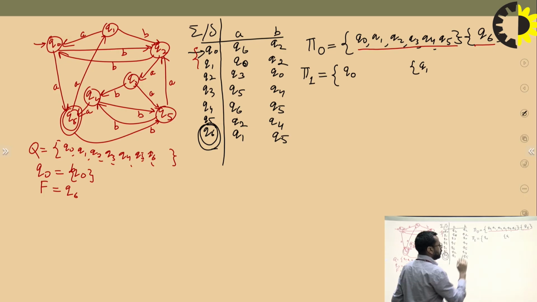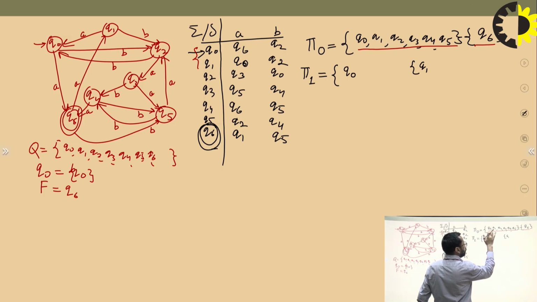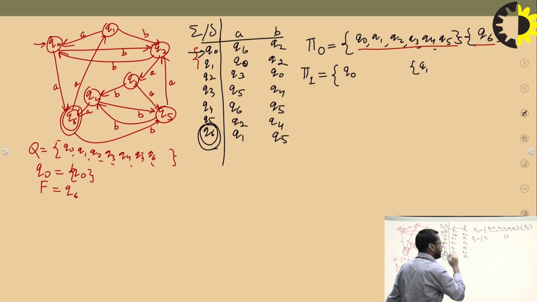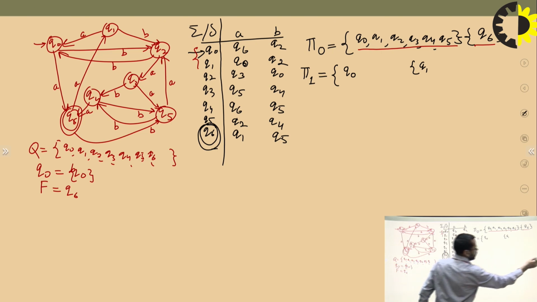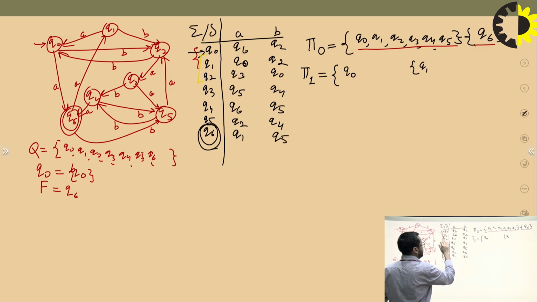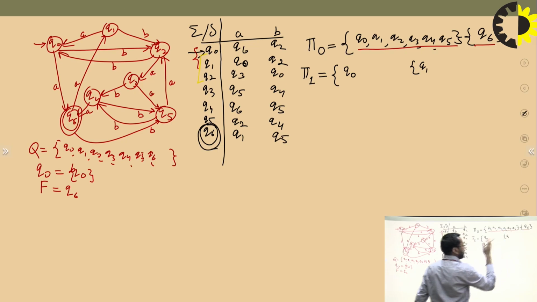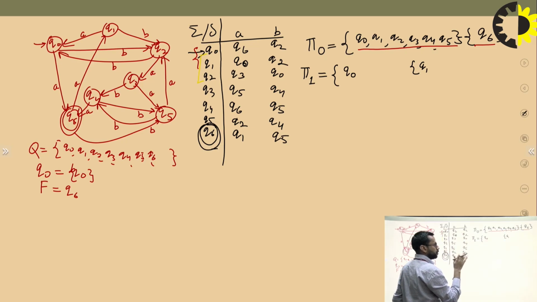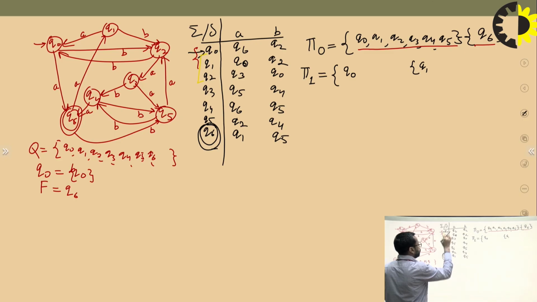So what we will do next is check Q naught and Q2, and where the next states exist in the transition table. For Q naught and Q2, the next states for the given input A are Q6 and Q3. Basically, these are two different sets. The next states exist in two different sets, so we place Q0 and Q2 in two different sets.